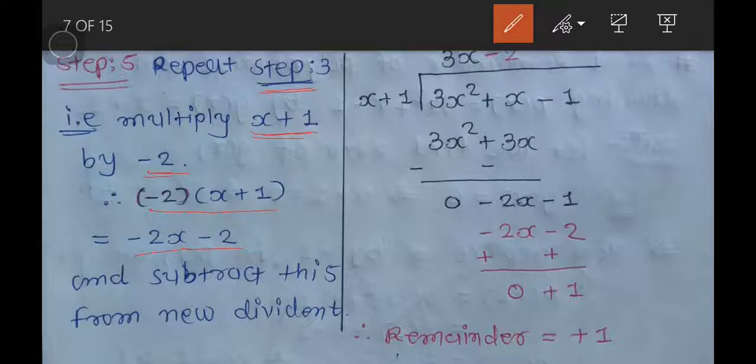So now we subtract this product from our new dividend. So in our quotient we put here minus 2, and we now subtract minus 2x minus 2 from our new dividend, that is minus 2x minus 1. So as we did before, we put the opposite sign here: for minus 2x we put a minus sign, then we put a plus sign, and for minus 2, we put plus 2.